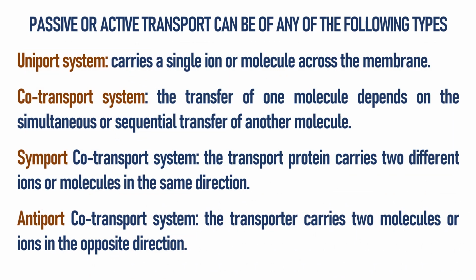Passive or active transport can be of any of the following types. The uniport system carries a single ion or molecule across the membrane. In the cotransport system, the transfer of one molecule depends on the simultaneous or sequential transfer of another molecule. In symport cotransport system, the transport protein carries two different ions or molecules in the same direction. And in antiport cotransport system, the transporter carries two molecules or ions in the opposite direction.